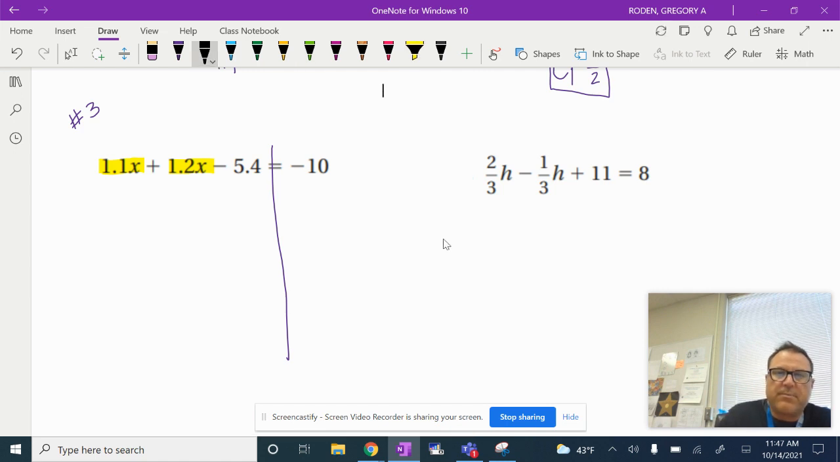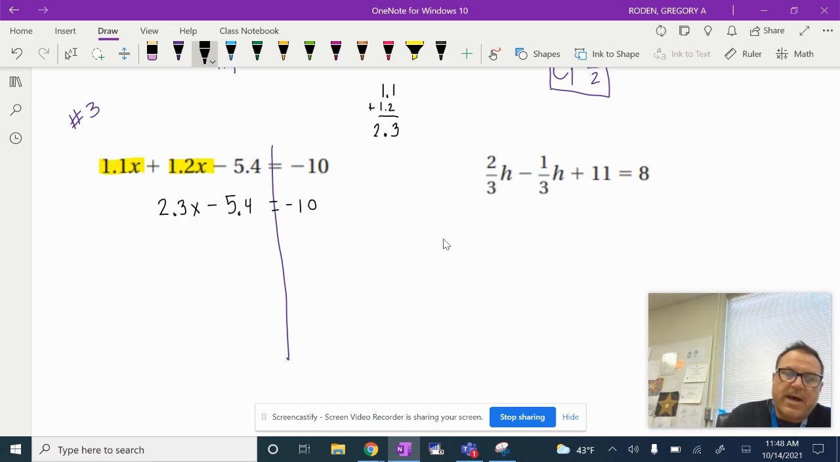So let's see here, 1.1 plus 1.2. I line my decimals up, bring it down. 2 plus 1 is 3, 1 plus 1 is 2. So this is going to give me 2.3x. See, I added those up. 1.1 plus 1.2 is 2.3, and then I had an x with it. Minus 5.4 equals negative 10. All right.